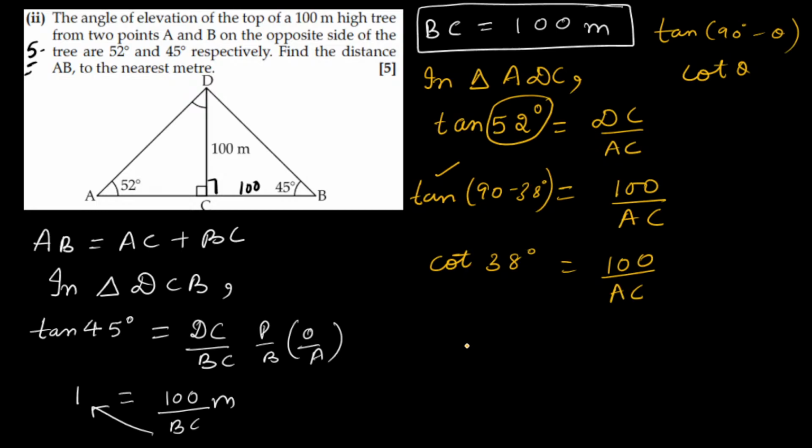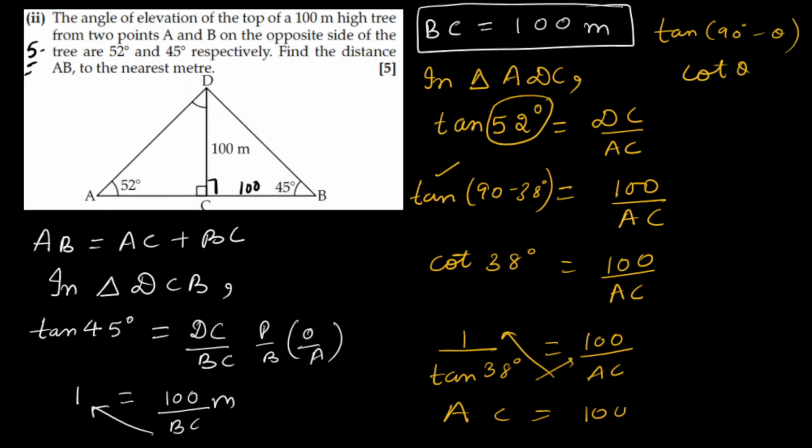Now again, reciprocal ratios we'll use. So cot 38 I can write as 1 by tan 38, because this process we are doing to avoid division and change division into multiplication. Now cross multiplication we'll do. So AC is equal to what? AC is equal to 100 into tan 38 degrees.